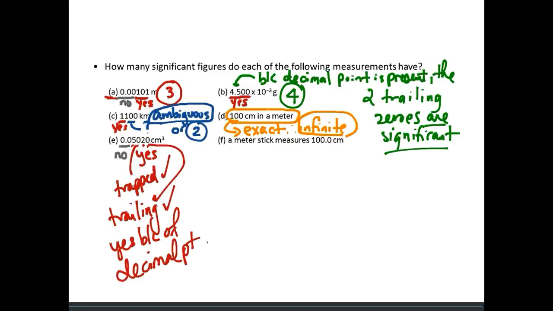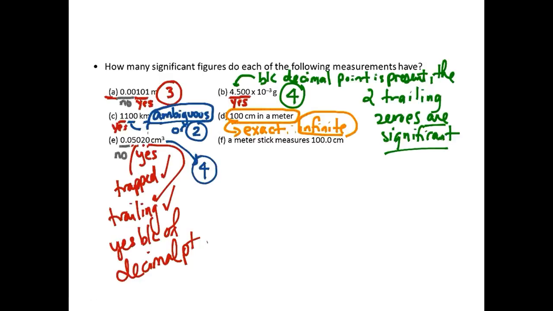Now, E is 0.05020. Those first 2 zeros are not significant, the ones I underline in gray, and all of the remaining 4 digits are significant because one is trapped, and then there is a trailing 0 that is significant because there's a decimal point. So that means that E has 4 significant digits.